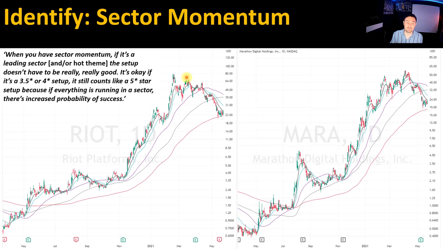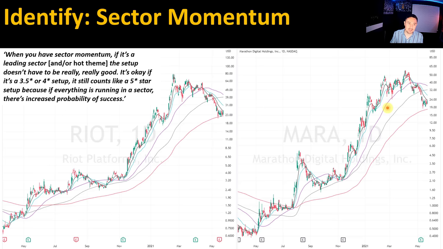But this year, they may not have been the best setups. I wouldn't really say for Riot or Marathon, either one was really a 5-star kind of setup. But they were pulling into the 10 and 21 EMA. They were doing it in here as well. You can see it with Marathon, 10 and 21 EMA in here. You can see it in here, see how it goes up, pulls back down, finds support on the 21, tightens up a bit in there. You can see it in here as well. I wouldn't say any of these are really 5-star.